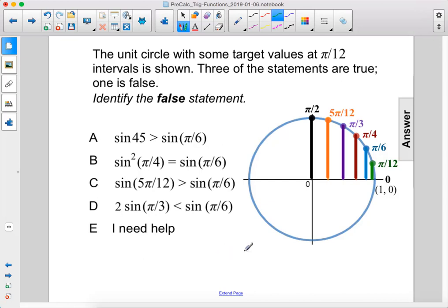The unit circle with some target values at pi over 12 intervals is shown. 3 of the statements are true, 1 is false. Identify the false statement. Sine of 45 degrees is greater than sine of pi over 6.